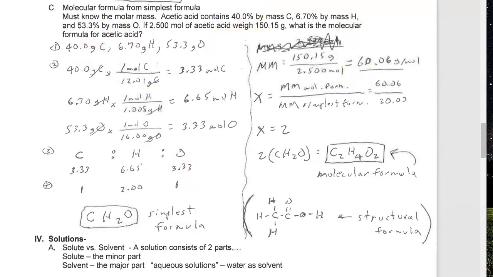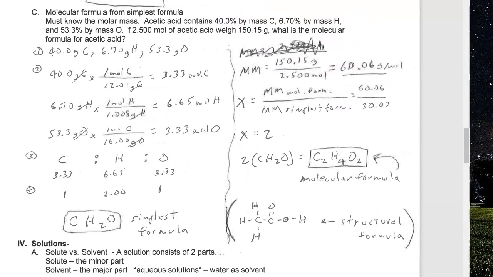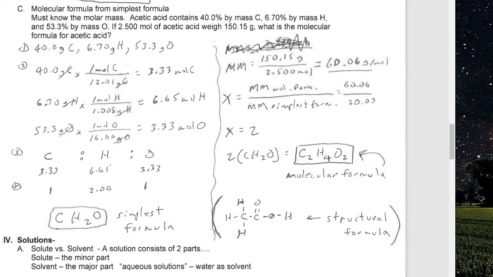Well, we assume a 100-gram sample. So that's what we're going to do. How many grams of carbon do I have? Well, I've got 40.0 grams of carbon, 6.70 grams of hydrogen, and 53.3 grams of oxygen.